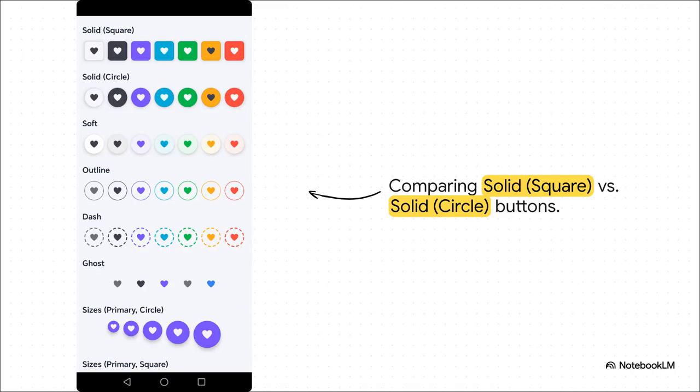If we compare the top two rows, we're looking at solid square versus solid circle buttons. Both rows are utilizing the exact same solid style and the exact same color variance across the horizontal axis, but structurally, they are completely transformed. Let's look at how the code actually manages this structural shift.